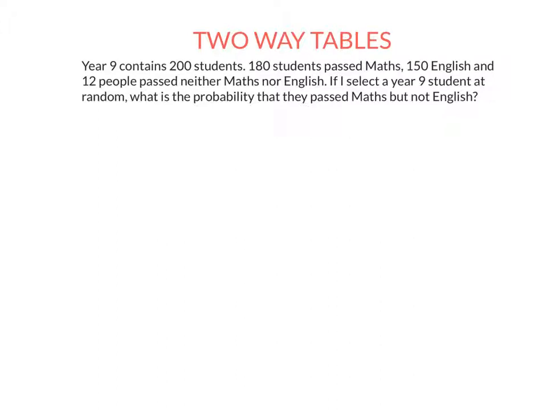There are 200 students in year 9. 180 passed maths, 150 passed English, and 12 passed neither. If we select a student at random, what is the probability that they pass maths but not English? So once again, we're doing a probability question. That's what two-way tables help with.